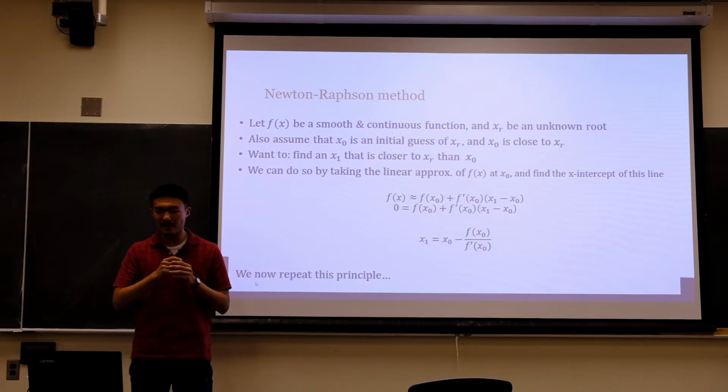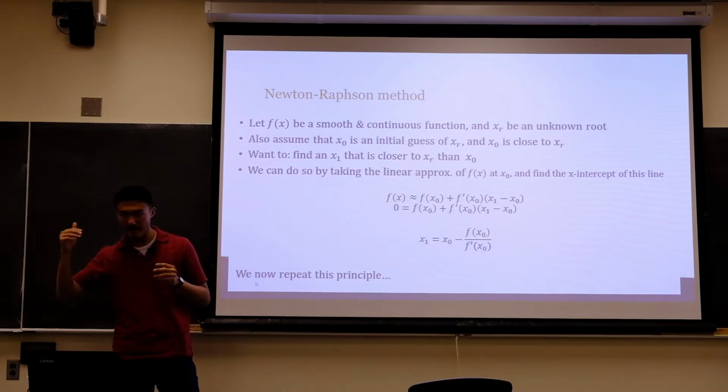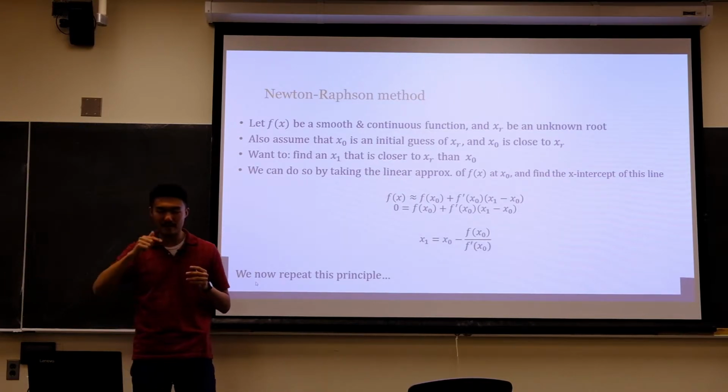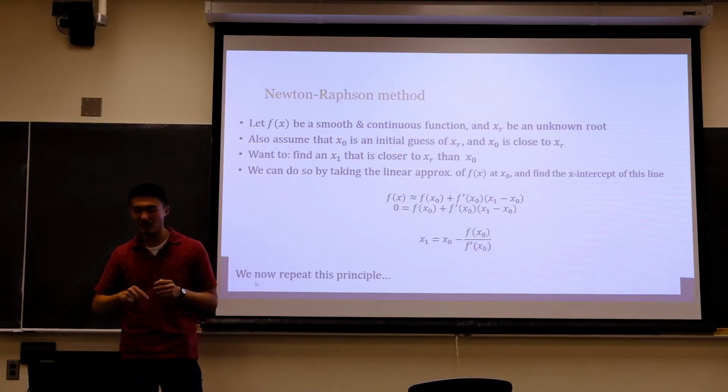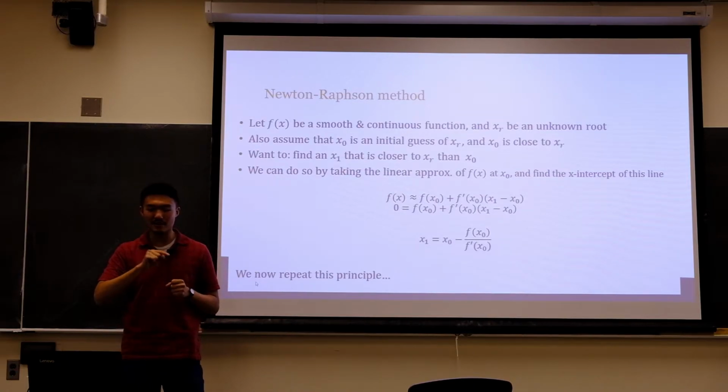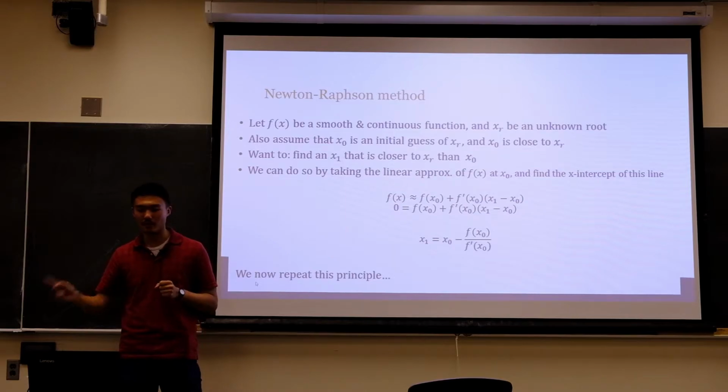We want to find an x1 that is an improvement on x naught. In other words, we want to find an x1 that is closer to xr than x naught was.